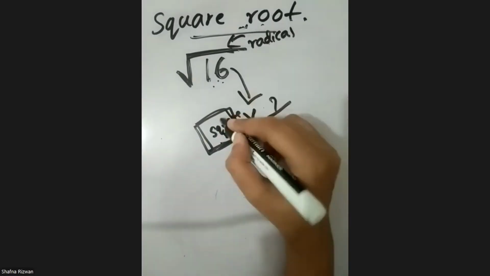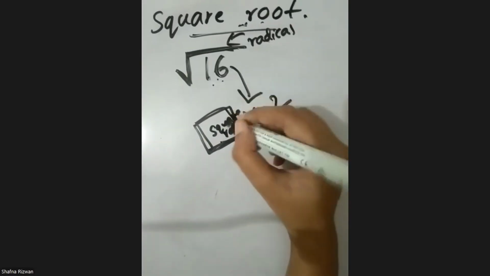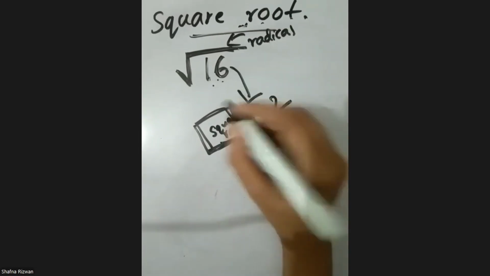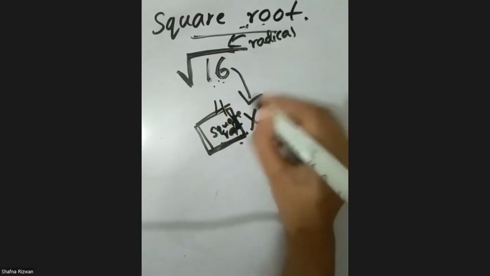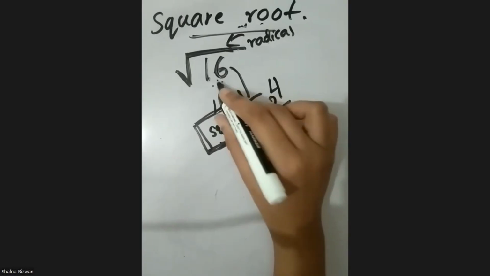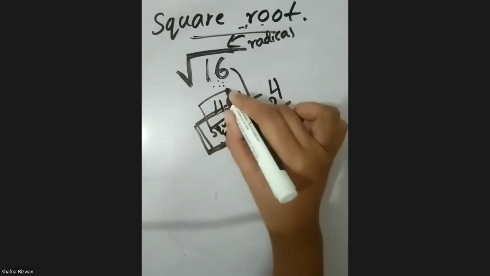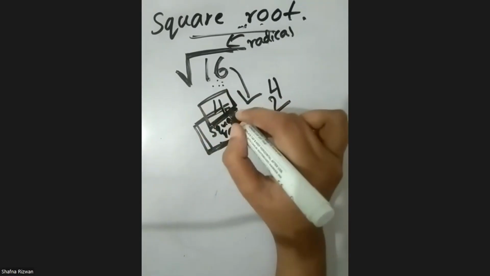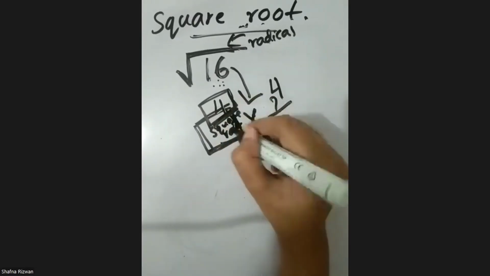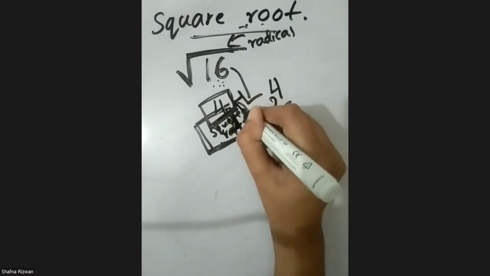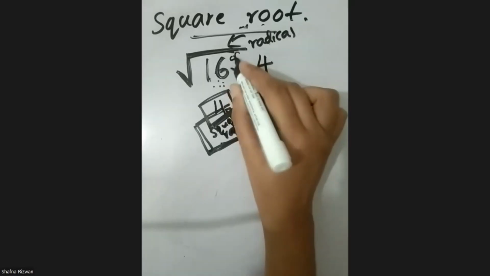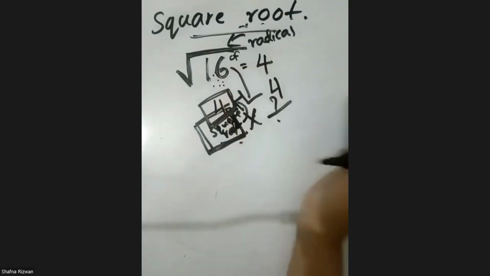Now tell me, what are those two numbers that you multiplied to get 16 as your answer? That is 4. If you multiply 4 by 4, the answer you get is 16. So the number which you multiplied is considered the square root of 16. Did you understand?